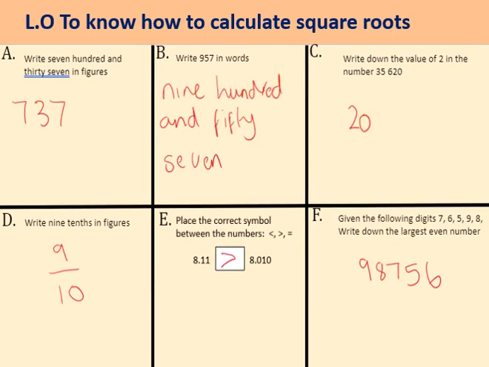So here are your answers to the starting activity. Please mark in green pen and give yourself a score out of 6. For question D, you could have also had 0.9. That would also be correct. Did anyone get those all right?